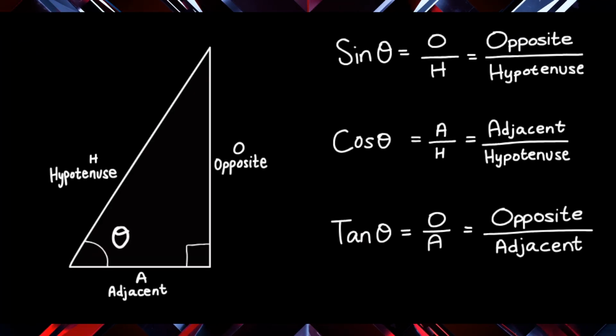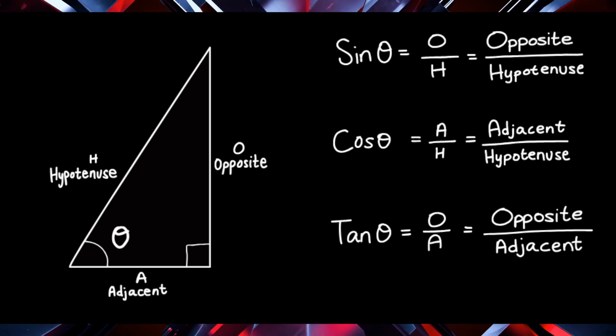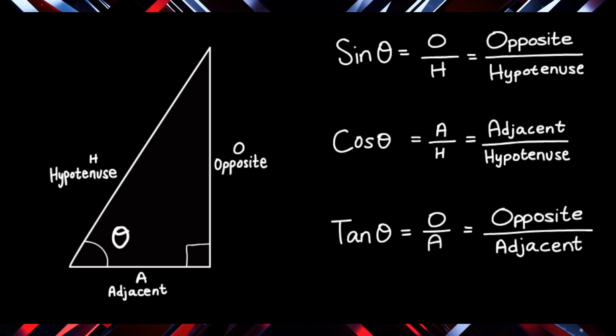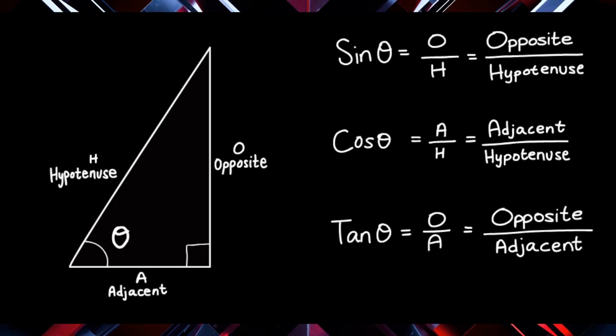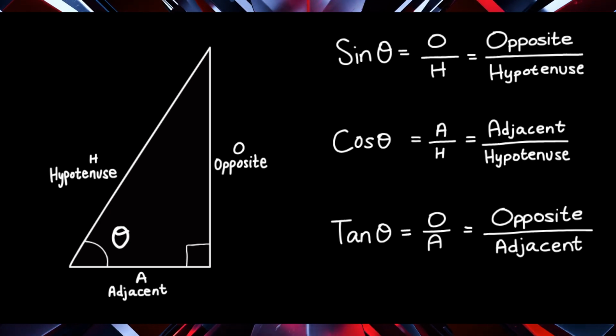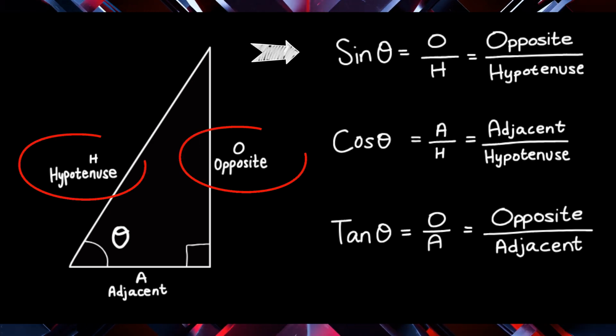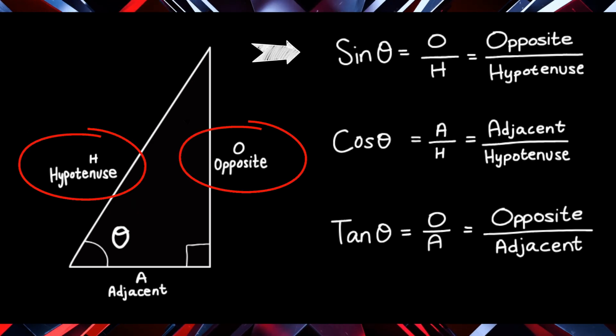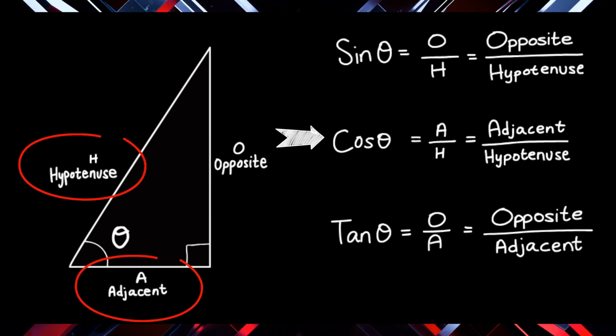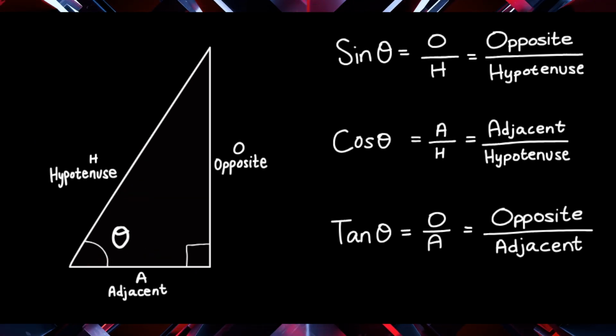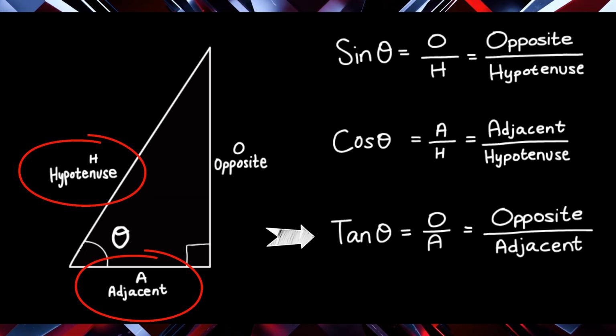Now let's see what SOH CAH TOA is. SOH CAH TOA is a common mnemonic used to help remember which trigonometric ratio corresponds to which function. As I've shown you here, sine is opposite over hypotenuse, cos is adjacent over hypotenuse, and tan is opposite over adjacent.